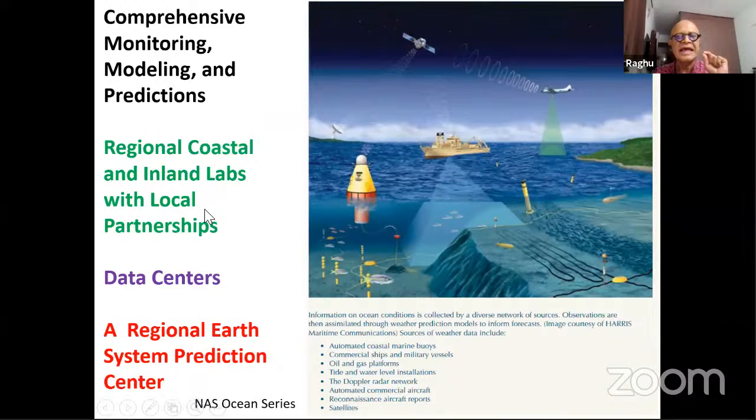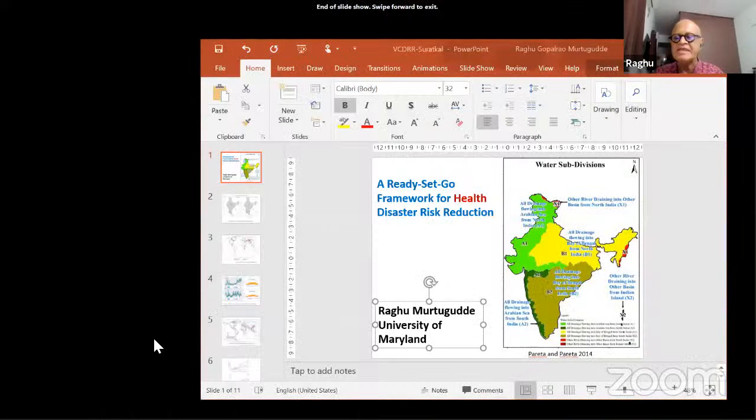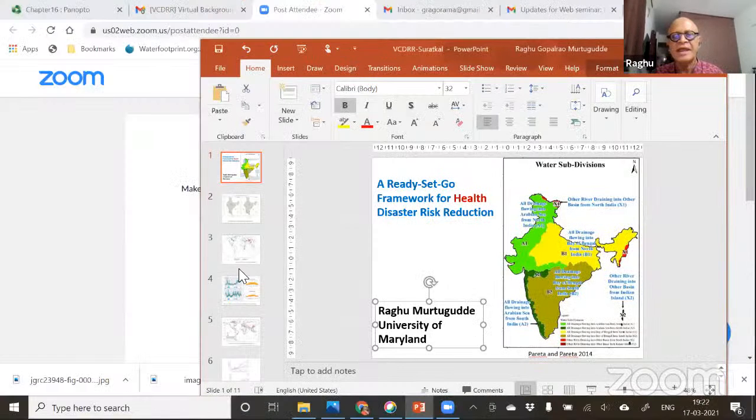Regional, coastal and inland labs with local partnerships with schools like NIT, NIIT, and so on are needed, as well as crowdsourcing of data. Totally doable, because there are regional specificities of health outcomes and also other disasters, because health outcomes, especially waterborne diseases, are always related to floods and droughts as well. We need data centers and we need a regional earth system prediction, which takes into account the environmental factors as well as vegetation, mosquito population, health, and so on. So I will leave you with that. I think I'm hopefully on time, but if there are any questions, I'm happy to answer.